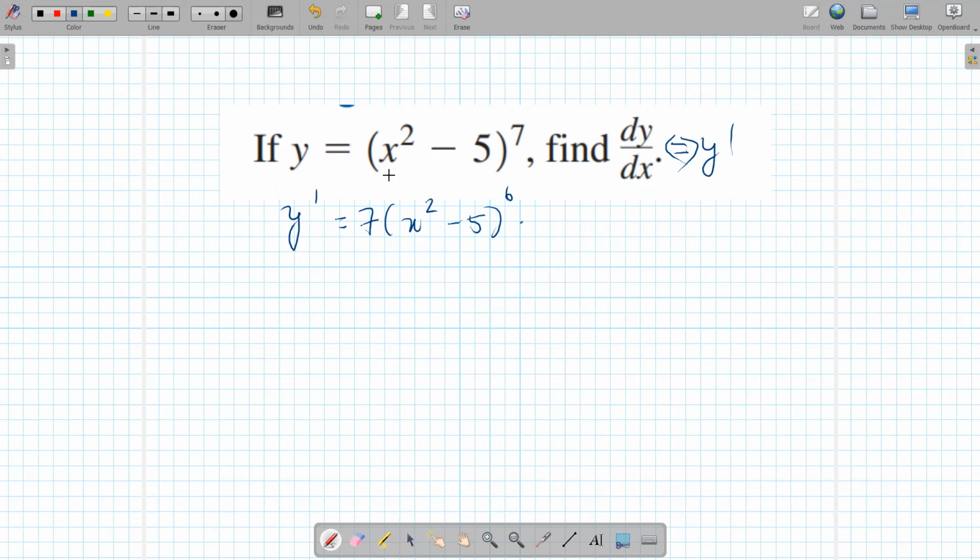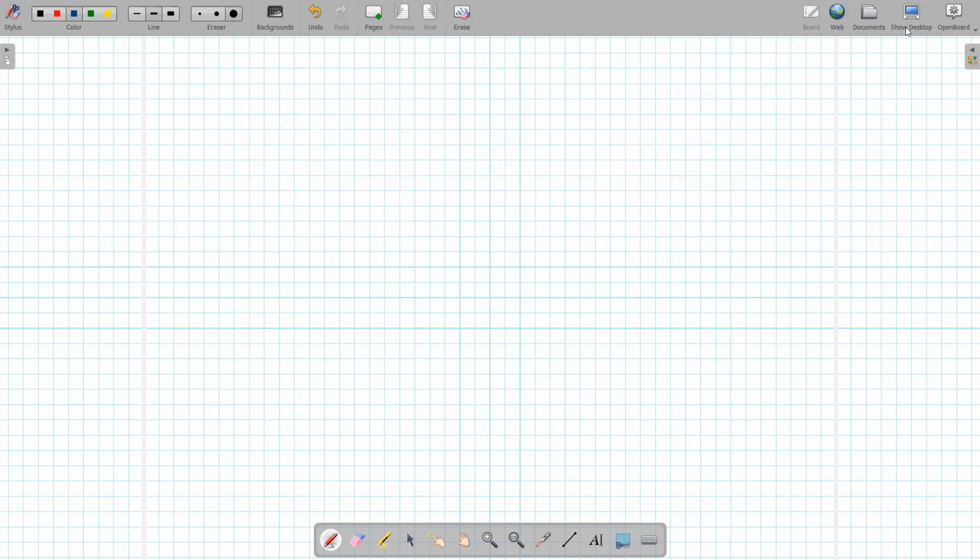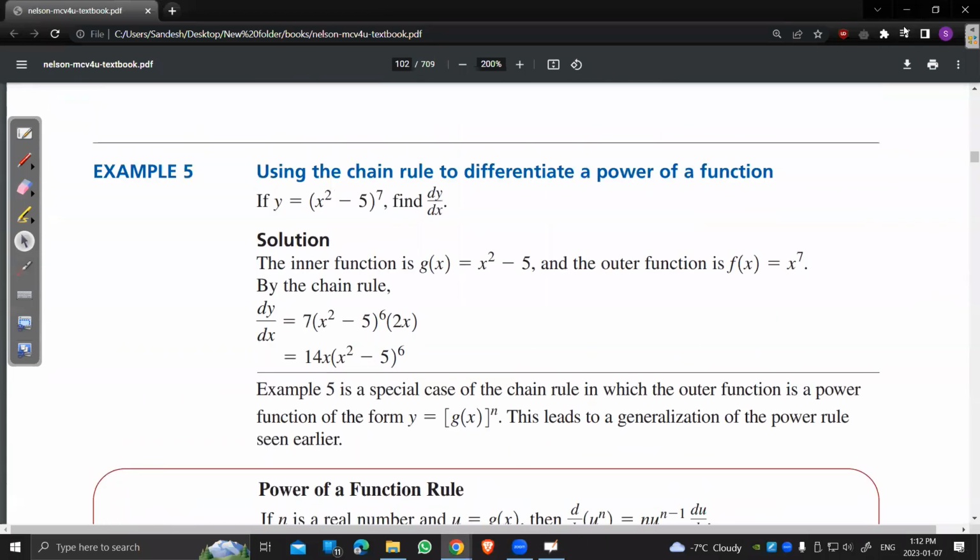The derivative of the bracket. What's the derivative of this guy? 2x minus 5. Just 2x. The derivative of 5 is 0. Right? Okay. 5x would be 5, but just the number 5, it's a 0. And that's it. That's all you have to do. I guess you could multiply the 7 and the 2x to get a 14x.